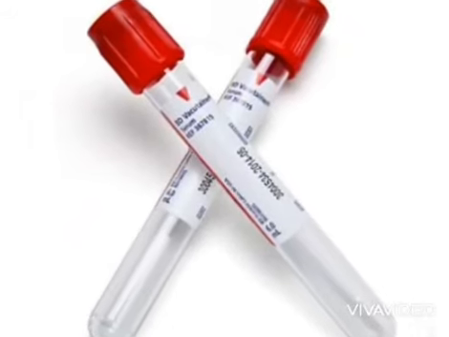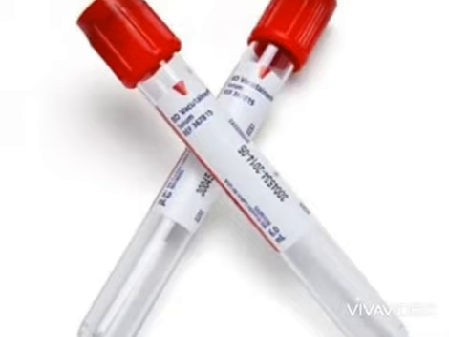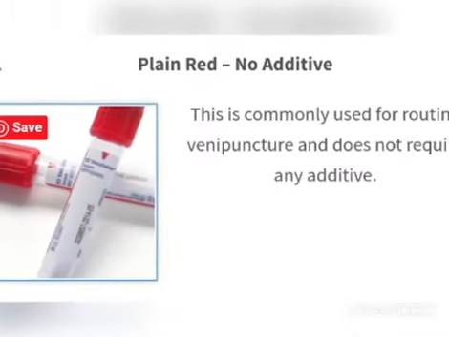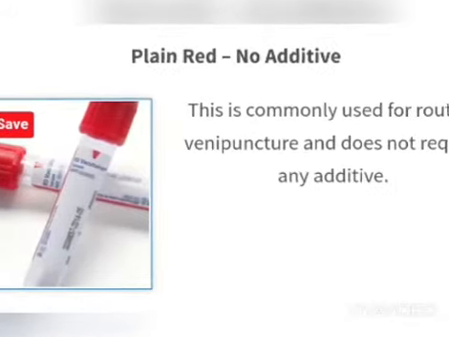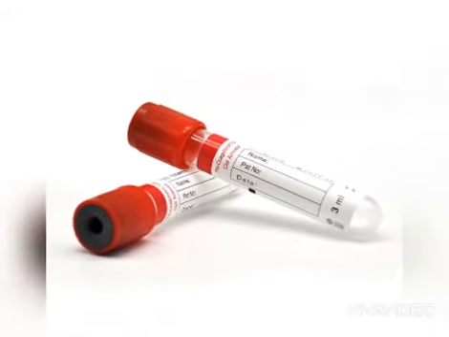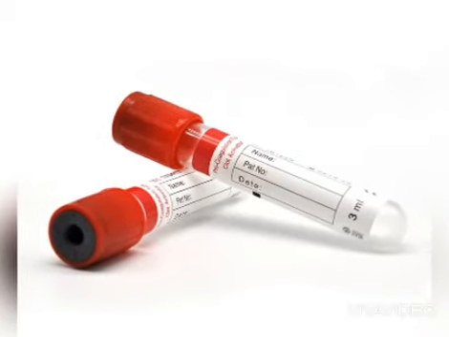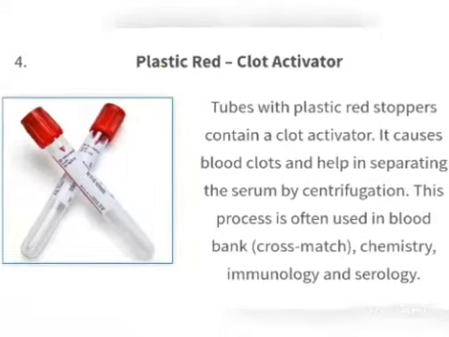Next, we have the red stopper tubes. These have no additives, and these can be found in the chemistry, blood bank, serology, and immunology departments. Moving along with another red tube, but this one has the clot activator, which promotes blood clotting. The glass or silica particles are found in the chemistry department.